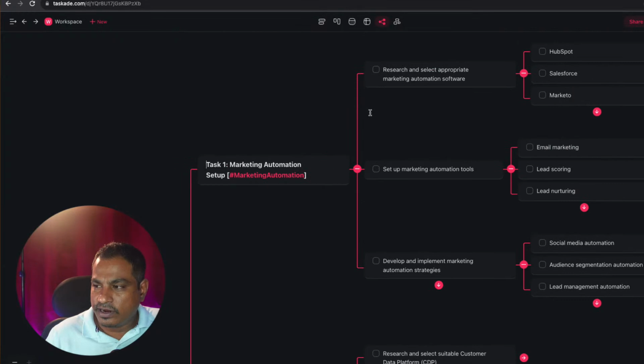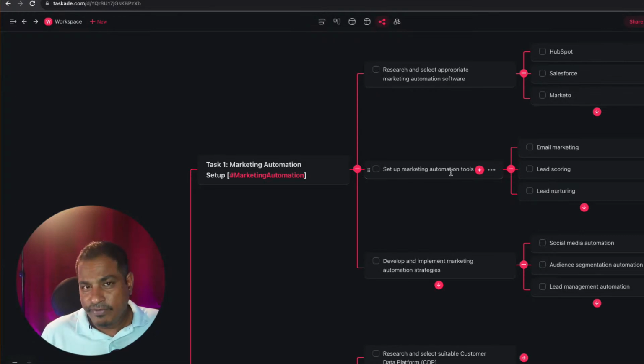When you speak about marketing automation, research and select appropriate marketing automation software. What software appeals to your kind of activities, right? Whether it is HubSpot, Salesforce, Marketo, whatever it is. Then you have set up these marketing automation tools and set up the integrations, which are very, very important. A lot of people that I know say that they're doing marketing automation, but at the most they have a drip campaign in place. They don't have an automation system. They don't have activities happening at the back end while they're busy doing something else. That's the core of marketing automation, right?